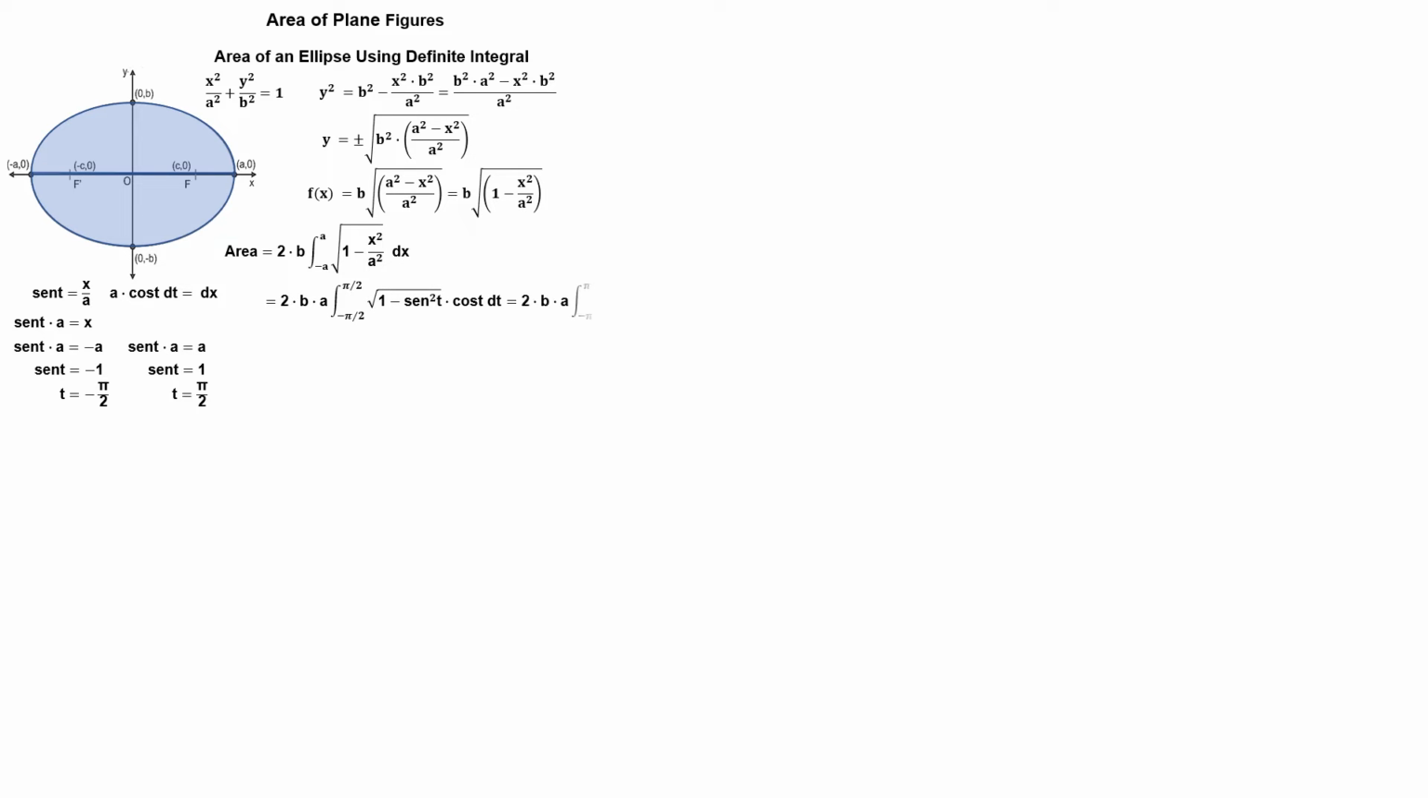From now on, we use the substitution method. Then we use the Pythagorean identity of the sine and cosine functions. Then we use the double angle formula for cosine. And finally, we do the integral of a constant and the integral of the cosine function to get the formula for the area of the ellipse. The calculations are done step by step. Pay attention.